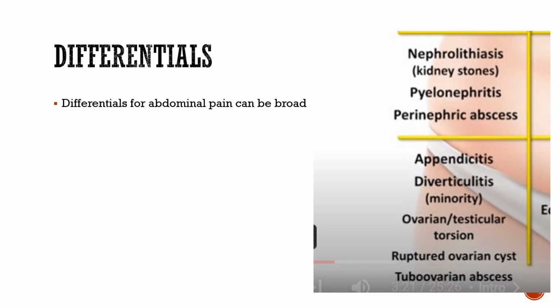Differentials for abdominal pain can be broad, and they can include sexually transmitted diseases such as pelvic inflammatory disease, but also inflammatory diseases of the bowels such as Crohn's disease, ulcerative colitis, and diverticulitis. That's why your history and physical are so important. Many GI disorders have symptoms that mimic appendicitis.